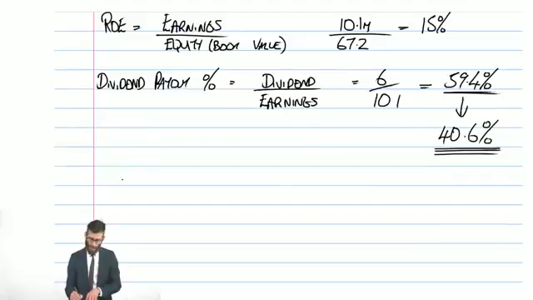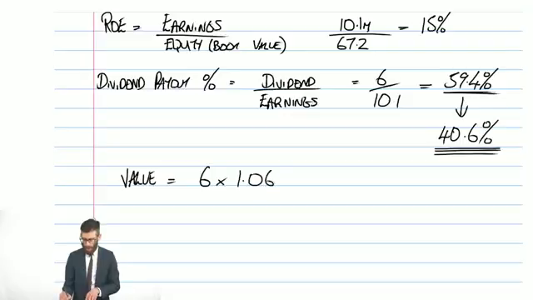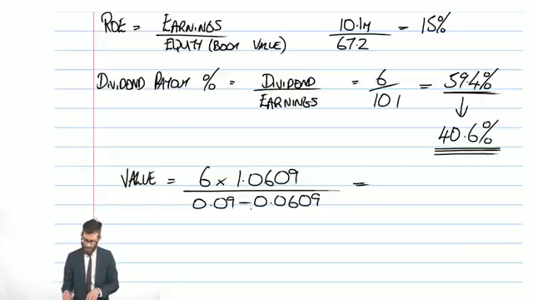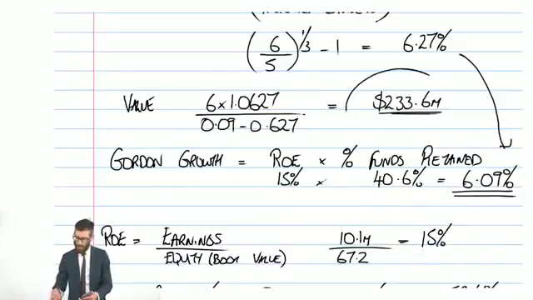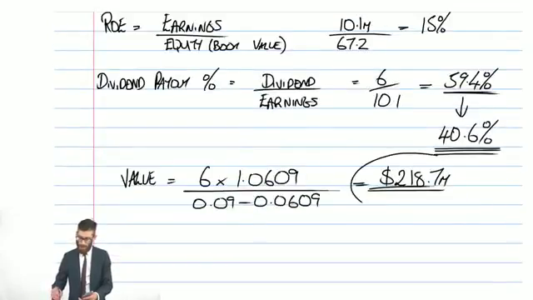Using Gordon, the value is 6 million multiplied by 1.0609 divided by the cost of equity minus 0.0609. So 6 times 1.0609 divided by 0.09, that comes in at 218.7 million. So just that very small change in percentage erodes the value from 233 down to 218.7.